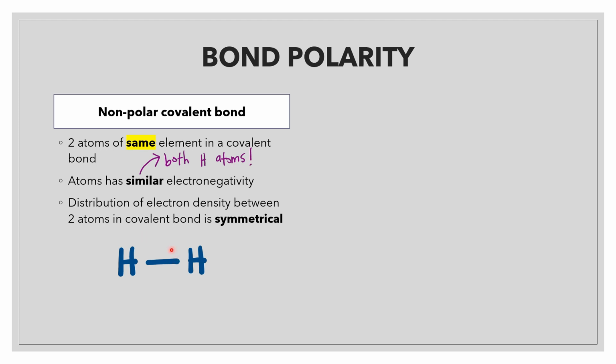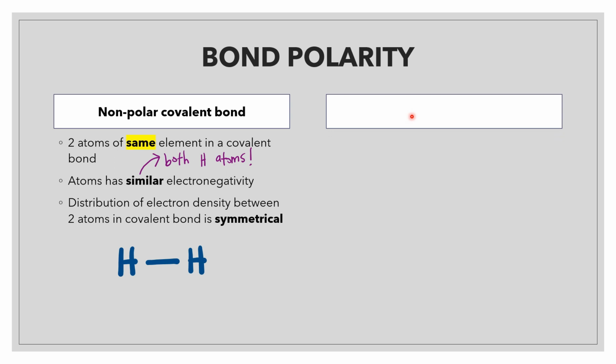So, the distribution of the bonding electron density between these two atoms in this covalent bonding is said to be symmetrical. Memandangkan dua atoms yang membentuk molekul ini adalah terdiri daripada atom yang sama, maka distribution of the bonding electron di sini adalah symmetrical. Okay, this is because these two atoms have similar electronegativity.